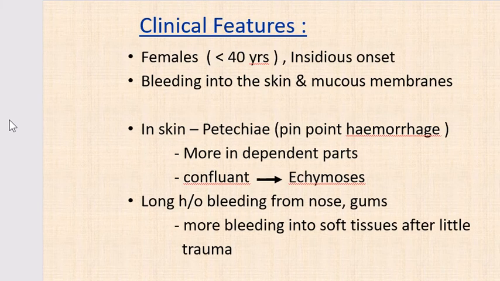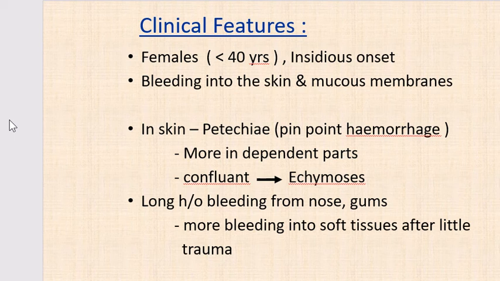The clinical features of this disease: the disease is more prevalent in females, and females of less than 40 years of age. The onset is insidious. Slowly, disease comes on slowly. There is bleeding into the skin, into the epidermis and the mucous membranes, and in the skin we'll note presence of petechiae, that is pinpoint hemorrhages into the epidermis, usually less than 3 millimeters in size.